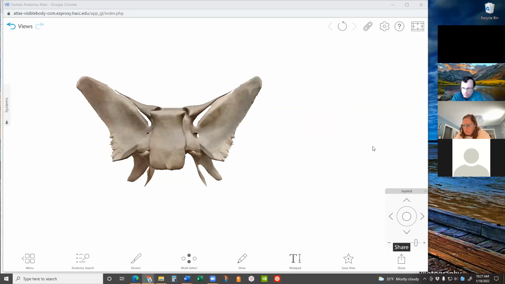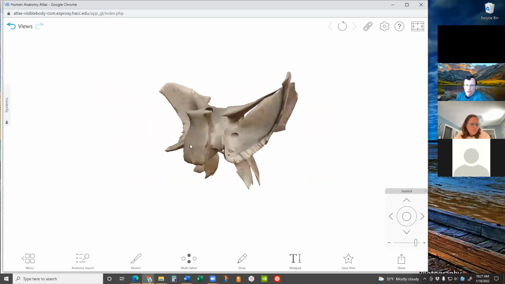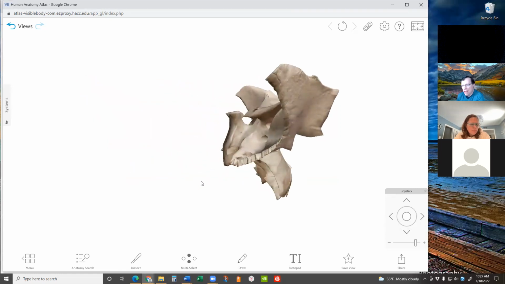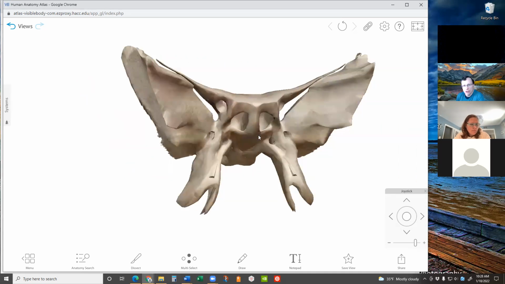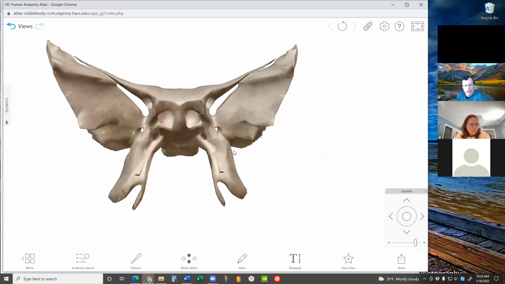So here's the deal. If I show you a picture like this on the exam, you've got to tell me that that's the sphenoid bone. But you don't know. Am I going to show it to you this way? Or that way? Or this way? You don't know which viewing perspective I'm going to challenge you with on the exam.